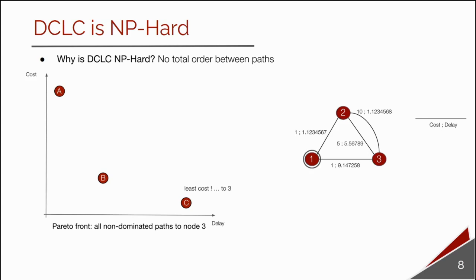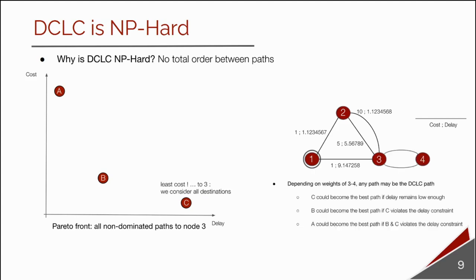So you may think, yes, but we ultimately want the least cost path, so we want C. But it's only true for node A, right? We would like to consider all destinations, and maybe we aren't done with the exploration of the network yet. Maybe there is a node after this, node 4, and out of all of these paths, A, B, and C, we can't actually predict which one will be the DCLC path for node 4, because the one of lowest cost may actually exceed the delay constraints once we extend it. So we have to remember and explore all the paths within the Pareto front.